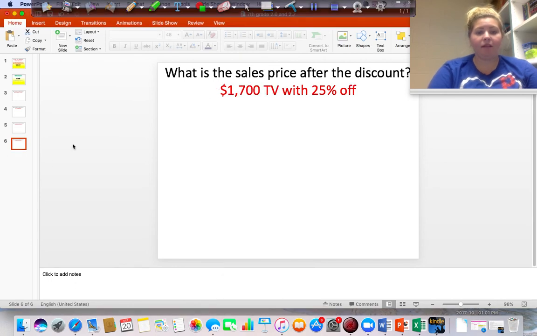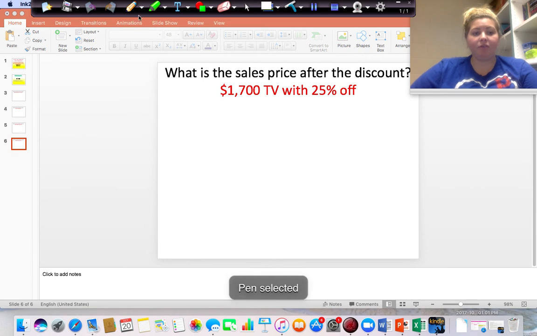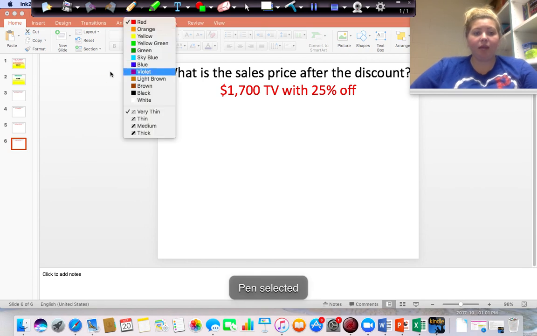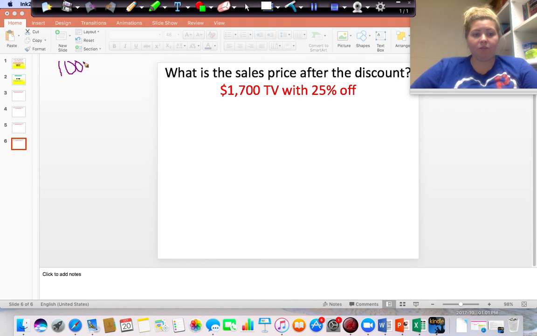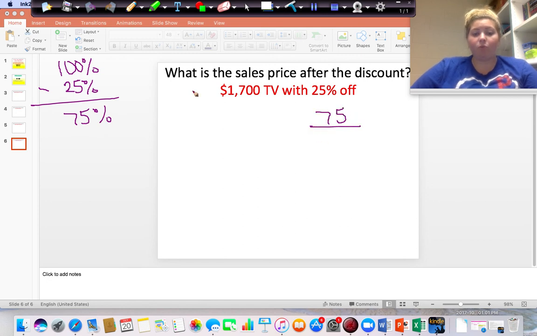The last one says, what is the sales price after the discount? Again, discount means that if we originally were paying 100% of the price, but now we are taking 25% off, so we need to subtract 25% from 100%, and that gives us 75%. So we are paying for 75% of what originally the price was. So 75 out of 100 is 75%, and then the 1,700 is what we are trying to figure out the sales price of. So what is, we need an x where the is goes, and now we cross multiply. 100 times x is 100x.